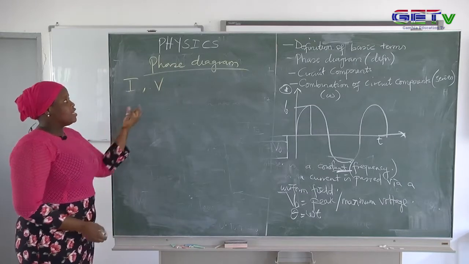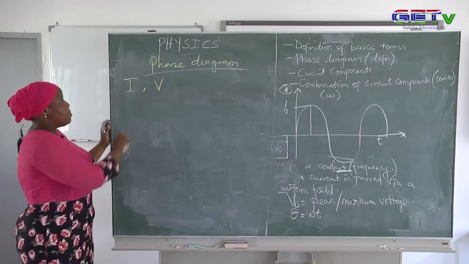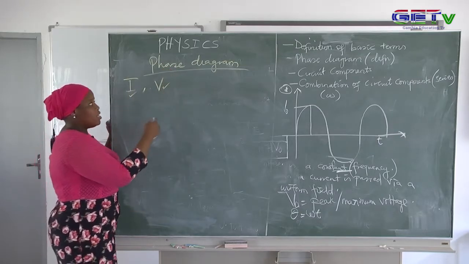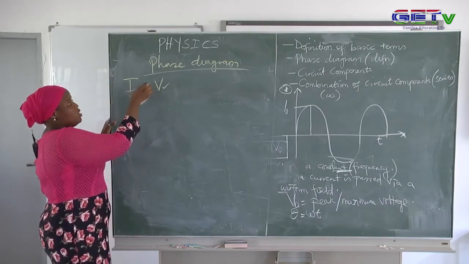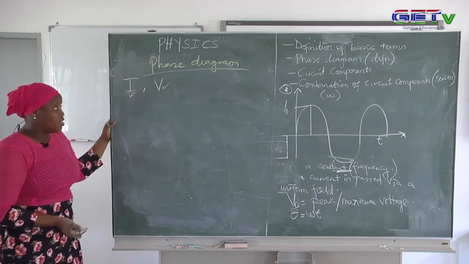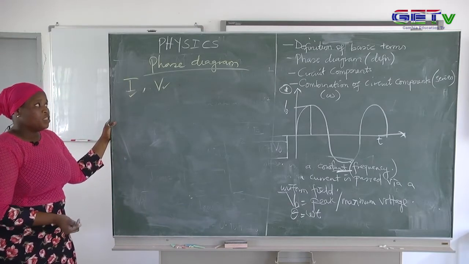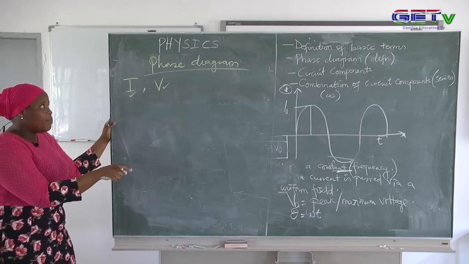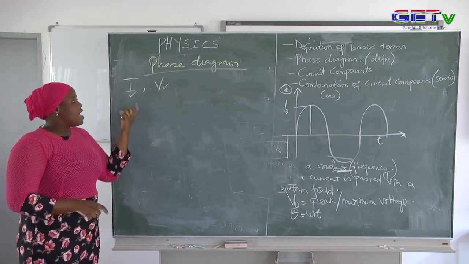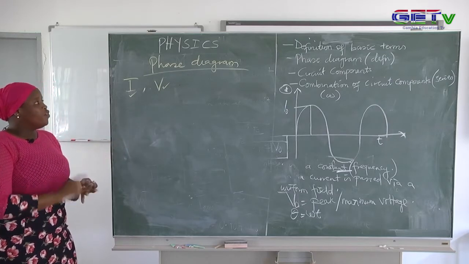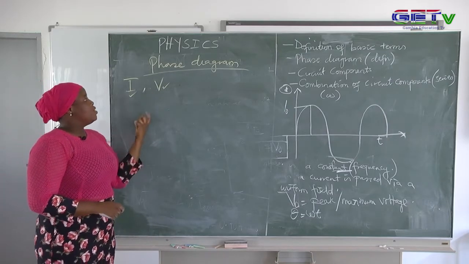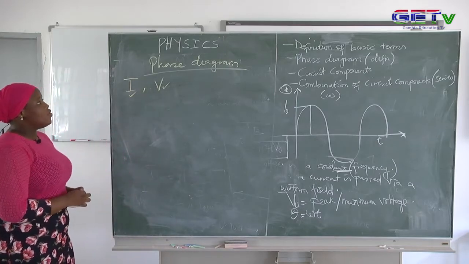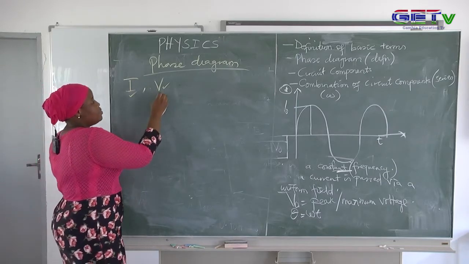Now this is why I said the phase diagram just shows the magnitude of the current and that of the voltage, together with the angle that acts between the two. The angle is referred to as the phase difference or phase angle. Is that understood? So in other words, it is just a vector diagram which shows the magnitude and direction of the current, voltage, and the angle that is in between the current and the voltage. Have I communicated?